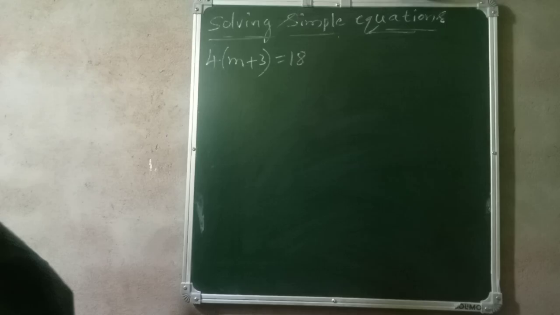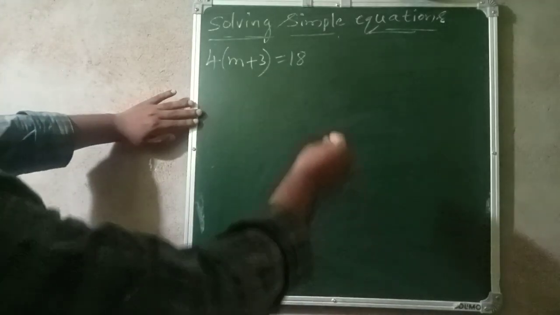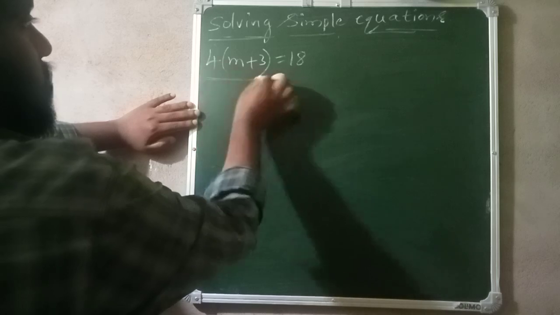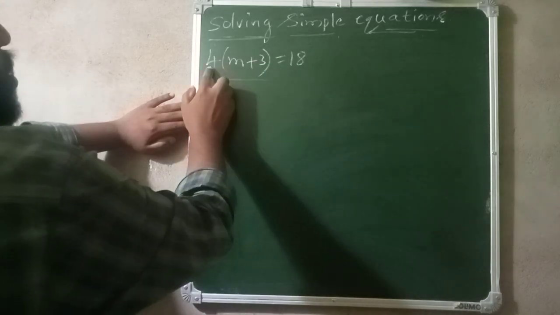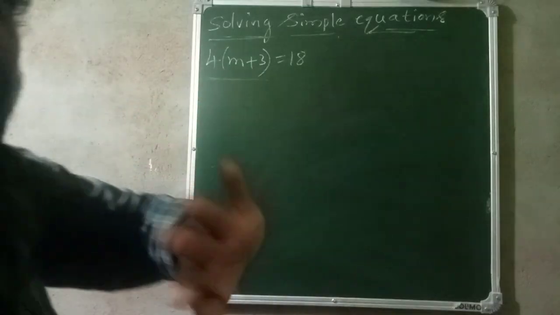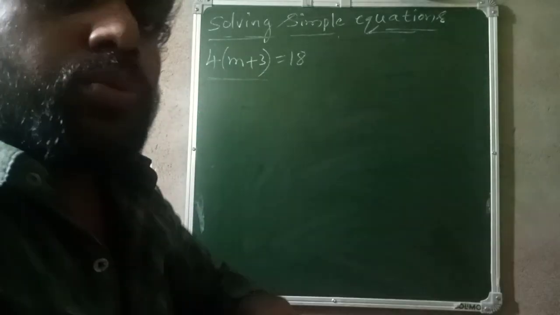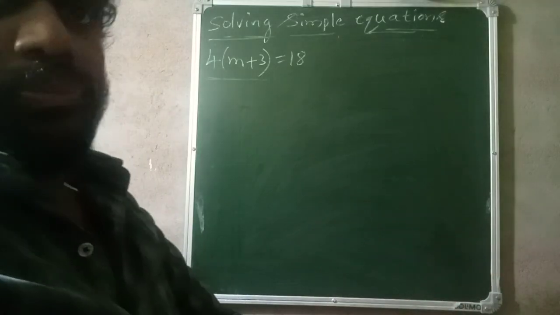See, first we have to find m. For that, first we have to simplify this. So bracket is there, your number is there. We have to simplify this bracket thing. I mean, we have to remove the bracket. Then we have to proceed to find the value of m.